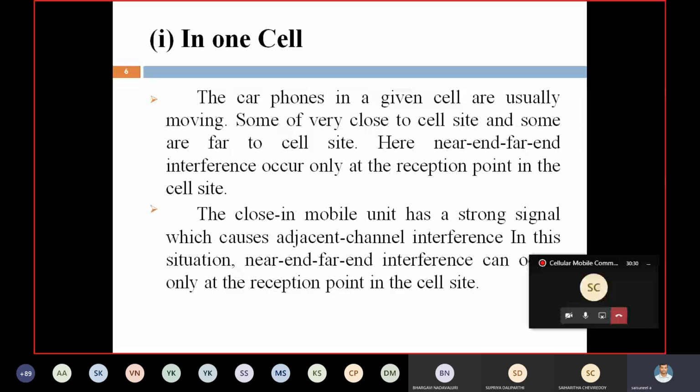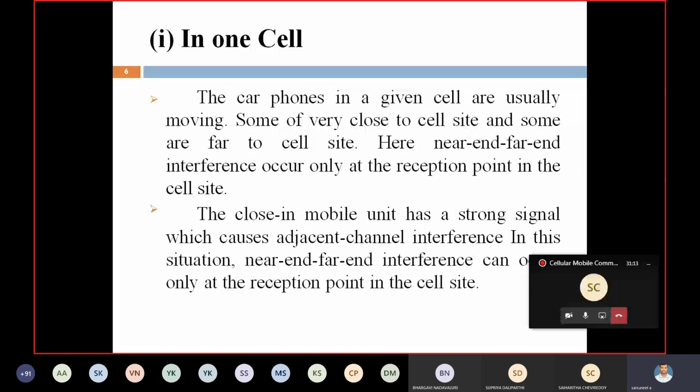Some mobiles or car phones are near to the cell site, and some mobile phones are far from the cell site antennas. Whenever the mobile unit or car phone is near to the base station or antenna, it gets a high signal strength compared to the far one. Suppose the mobile unit has a strong signal, which can cause adjacent channel interference. In this situation, we are getting near and far end.